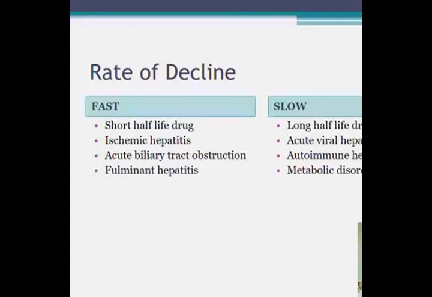The rate of decline is slow with those drugs which get accumulated in the liver while the damage to the liver is going on, such as in viral hepatitis or autoimmune hepatitis or metabolic disorders like hemochromatosis, when the process is ongoing, and similarly in Wilson disease. So the rate of decline will remain slow.